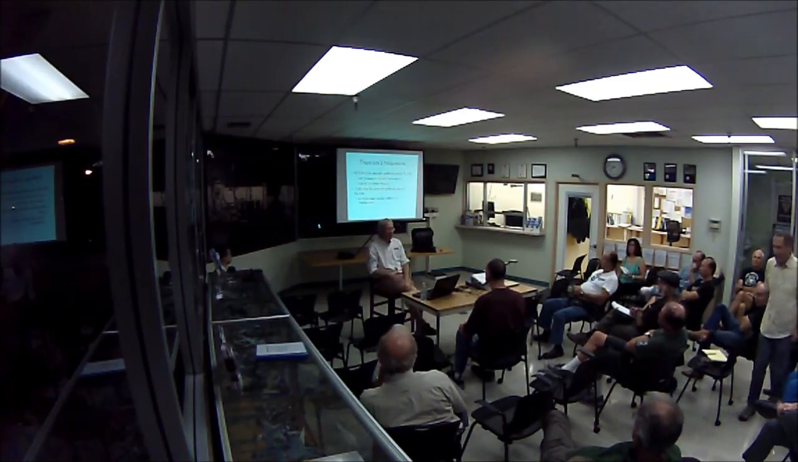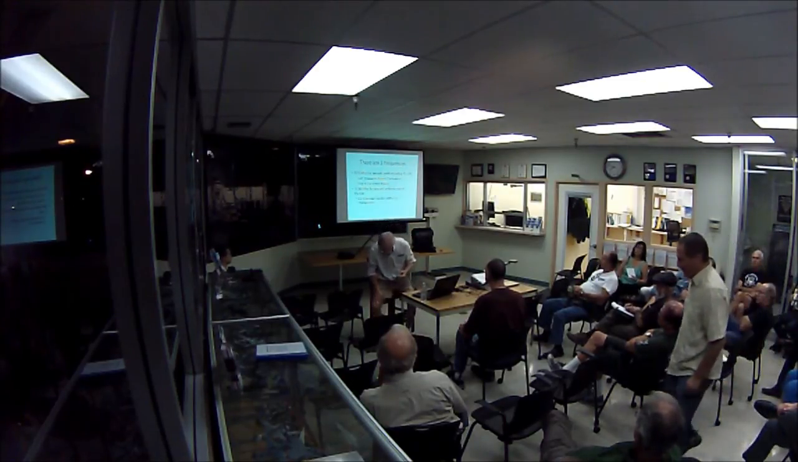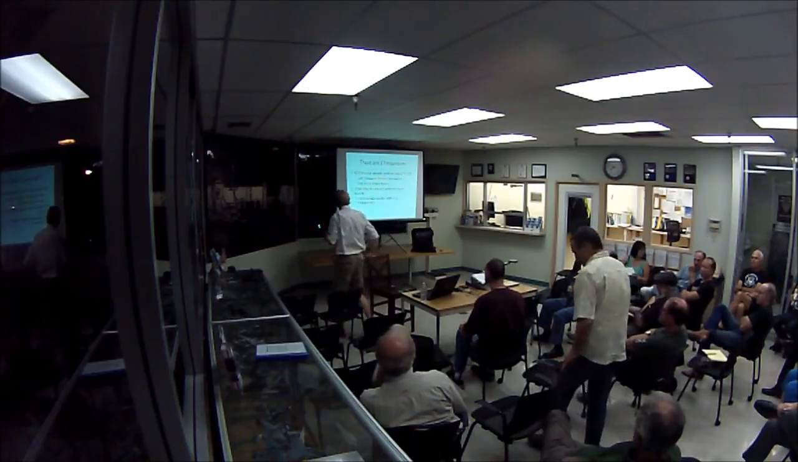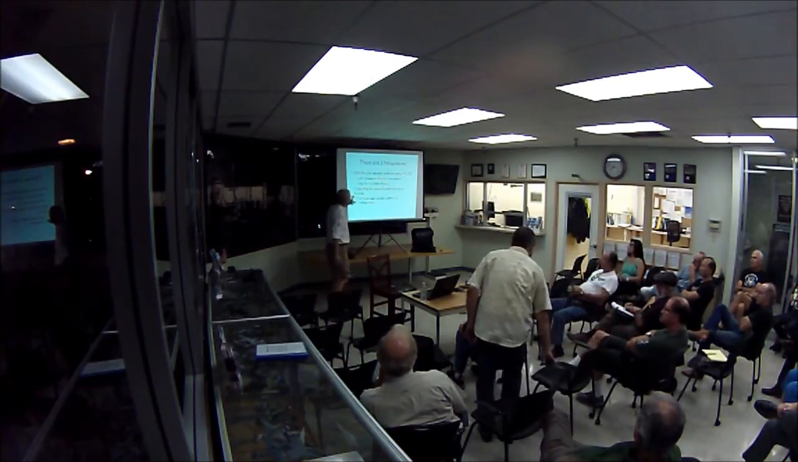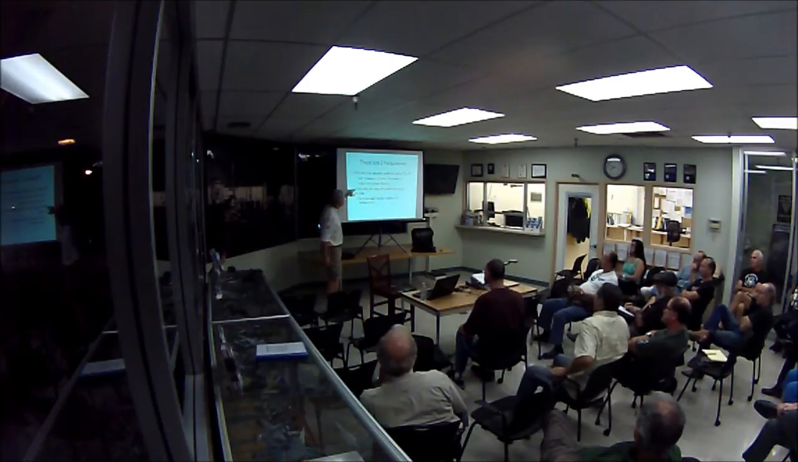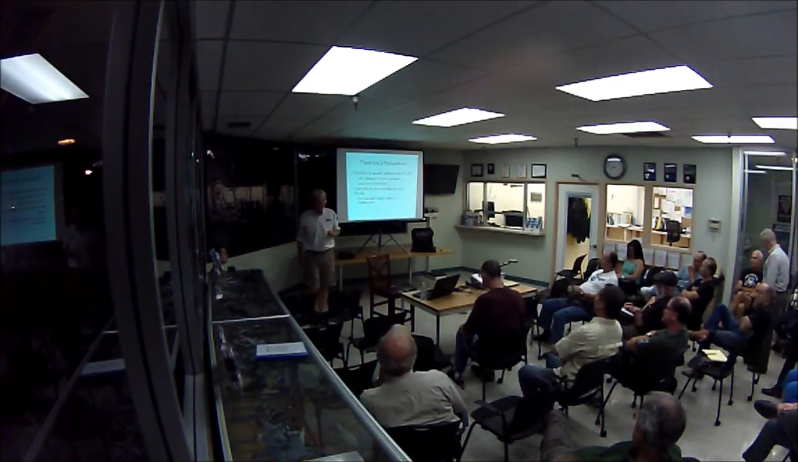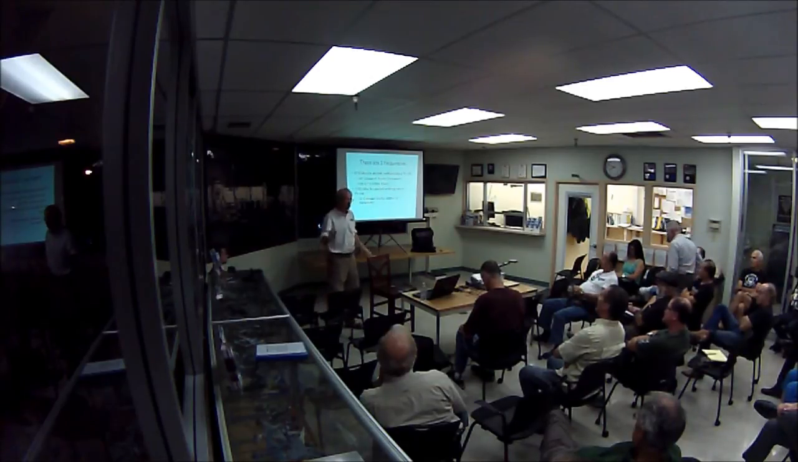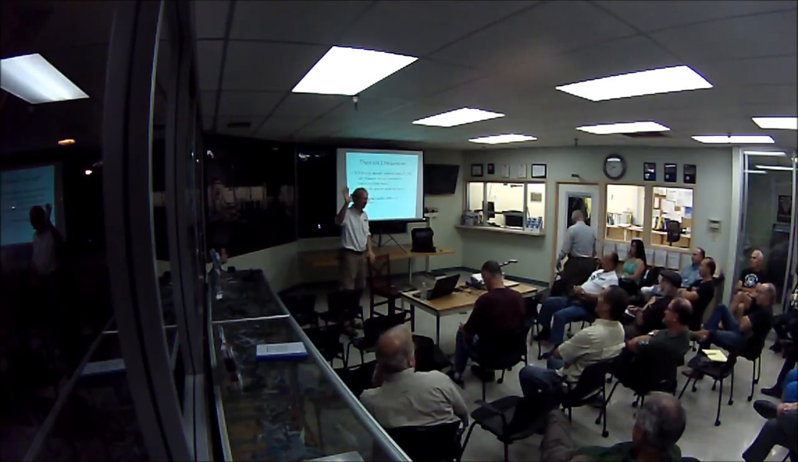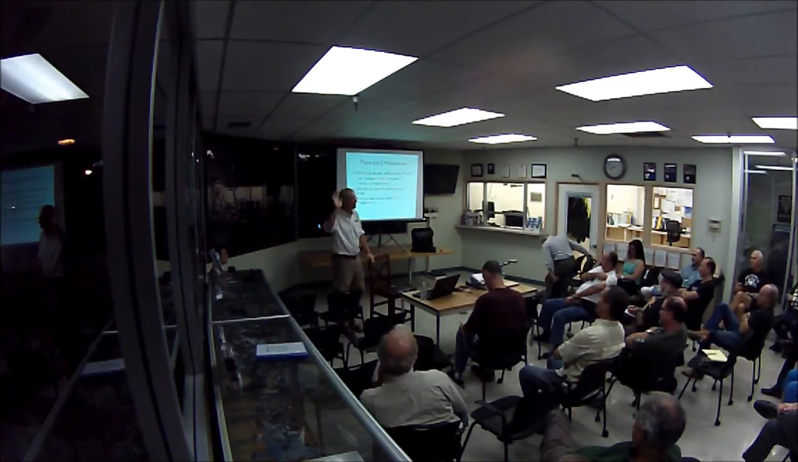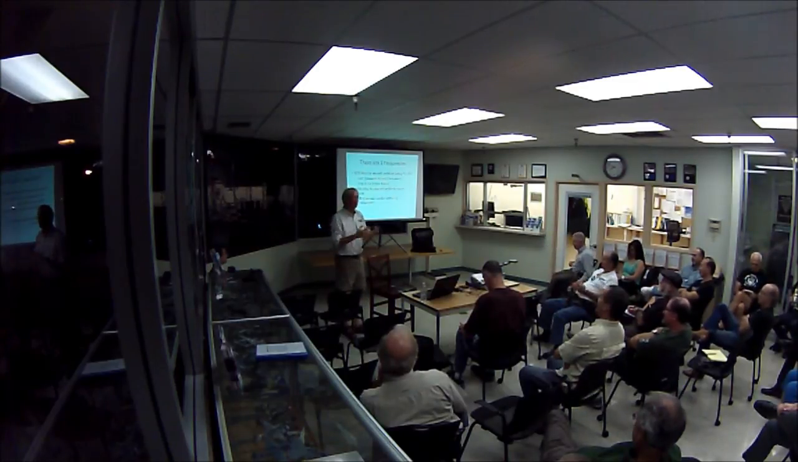The 1090 units and the 978 units are commonly referred to as UAT devices. The flight level 180, 1090 units are called the extended squitter devices. Is anyone squitting right now? I am. Squitting is transmitting data. I'm giving you guys data here, right?